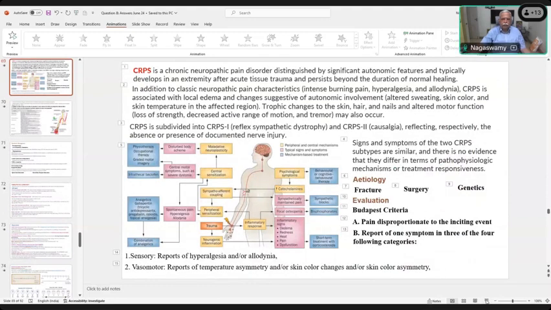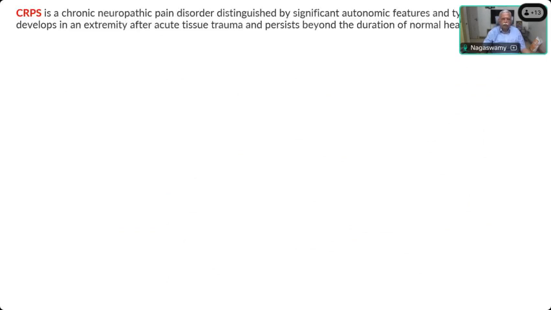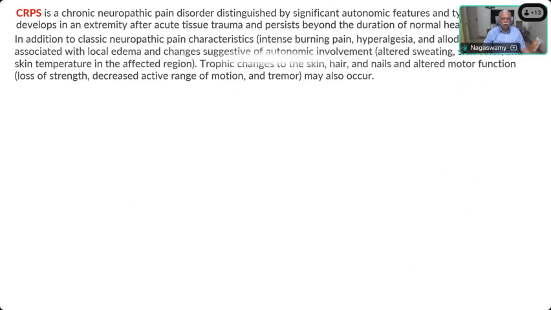So CRPS is sometimes called complex regional pain syndrome or chronic regional pain syndrome. Both ways it can be called, and it is a chronic neuropathic pain. It is not an acute pain. It is a chronic neuropathic pain disorder with significant autonomic features also associated with it, and it typically develops in the extremity after acute tissue trauma and persists beyond the duration of normal healing. That is the entire definition of CRPS.